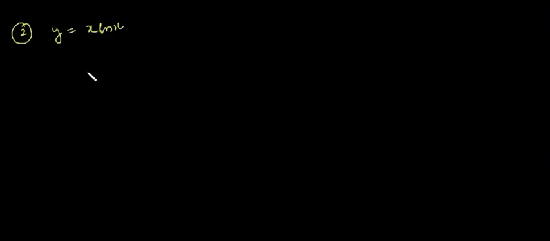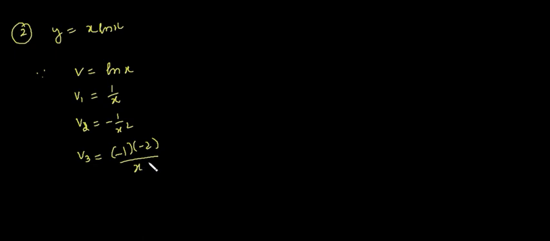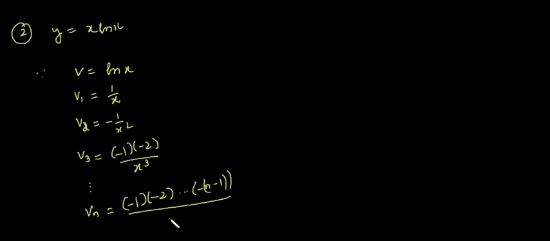The next function is y is equal to x ln x. We have to find the nth order derivative. For this one, what we do, we first find the formula for ln x. So if you see this, let's suppose our function v is equal to ln x. So if you take derivative, this will be equal to 1 upon x. Now you take another derivative, this will be equal to minus 1 upon x square. One more derivative will give you minus 1 into minus 2, and then divided by x cube. So in this way, when you take the nth derivative, this will be equal to minus 1, and then minus 2 up to minus n minus 1, and then divided by x power n.